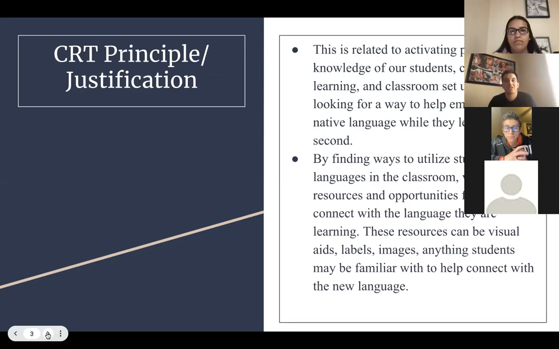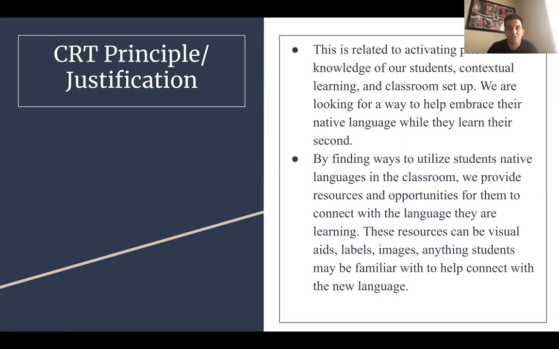So our CRT principle and justification of this. This question is related to activating prior knowledge for our students and the contextual learning in our classroom setup. We are looking for a way to help embrace their native language while also learning their second language. By finding ways to utilize students' native languages in the classroom, we provide resources and opportunities for them to connect with the language they are learning. These resources can be visual aids, labels, images, or anything that may be familiar to the student in their native language that can help them connect to their new language.